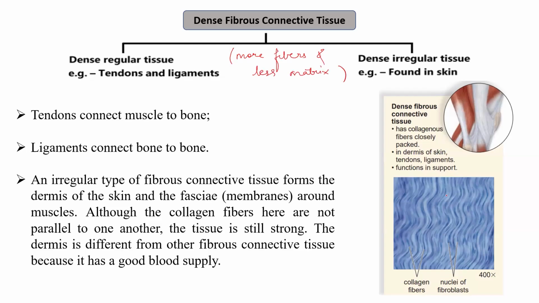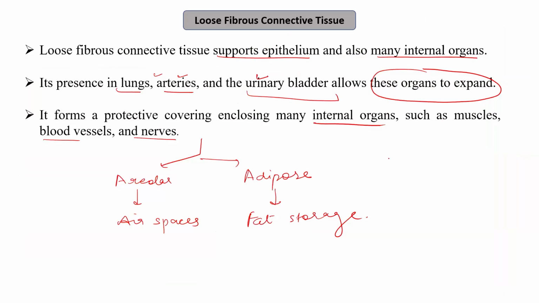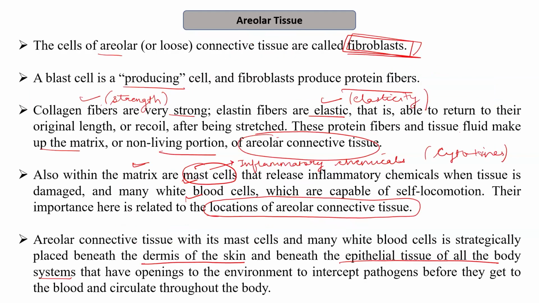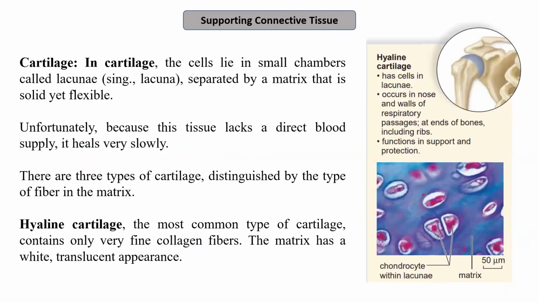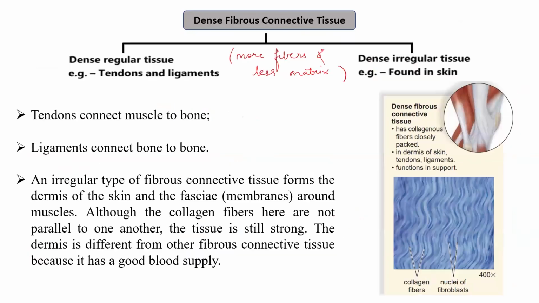While if I talk about the loose connective tissue, it consists mainly of more matrix and less fibers, while the dense connective tissue consists mainly of more fibers and less matrix. So dense connective tissue can further be divided into two types.